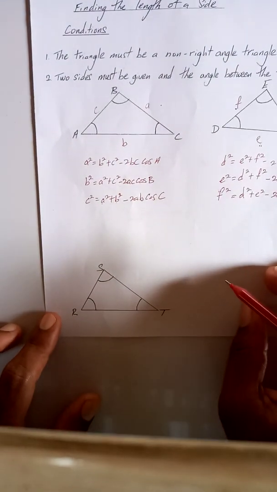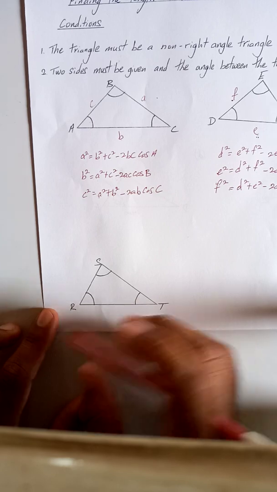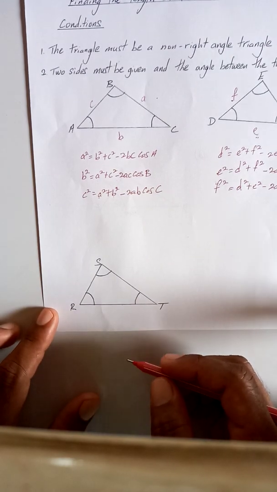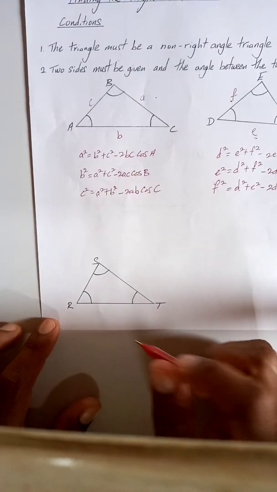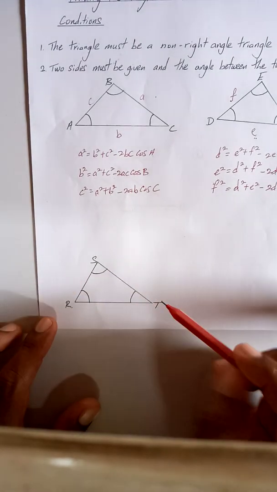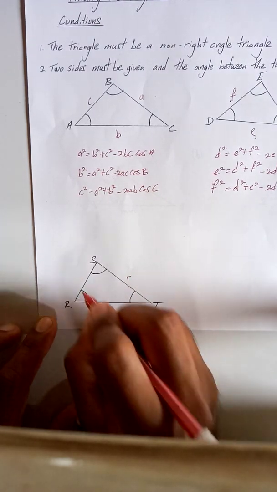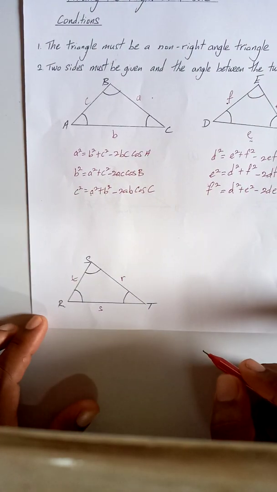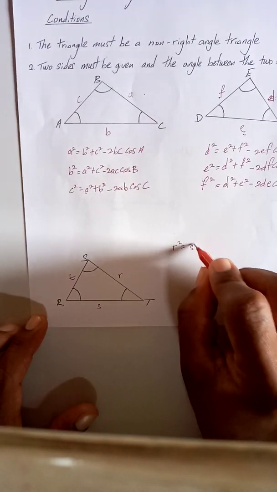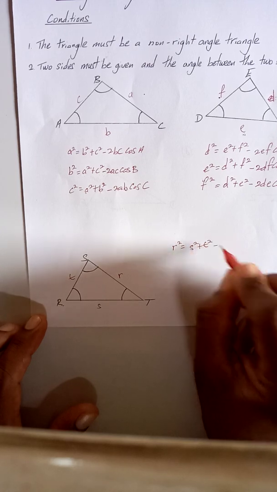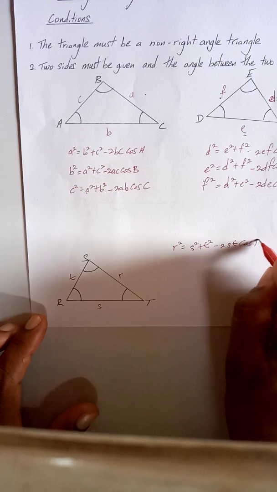Good. Let us look at another problem, another triangle. What we are doing here is just to write the formula, and then we'll use the formula to find the length of a side. So let's say we have a triangle here with RST. The opposite sides will be r, s, and t. So r squared equals s squared plus t squared minus 2st cos R.